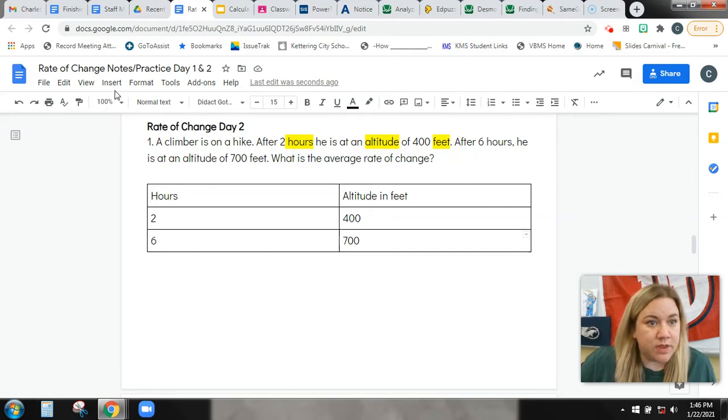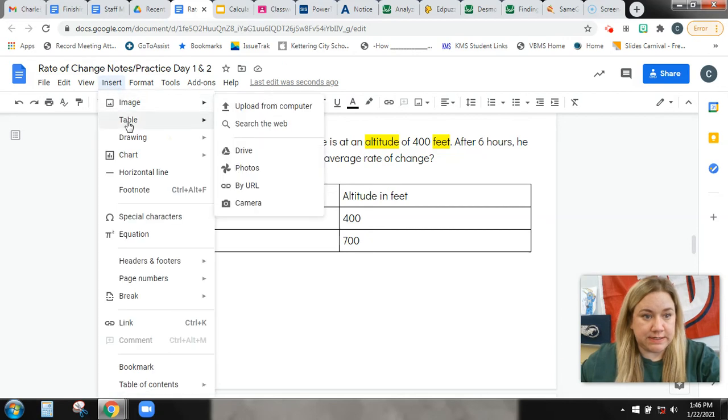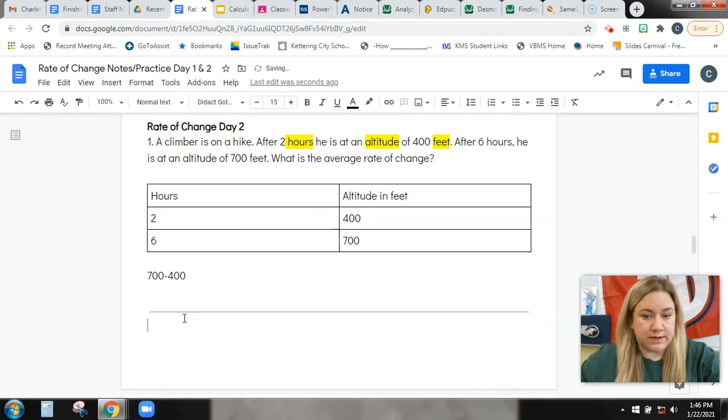The change in Y, we're going to look at 700, so Y2 minus Y1, and divide that by the change in X. So 700 minus 400 is the change in Y, and then I want to find the change in X. Since I started with 700, I have to start with 6. So 6 minus 2, and I'm going to simplify that.